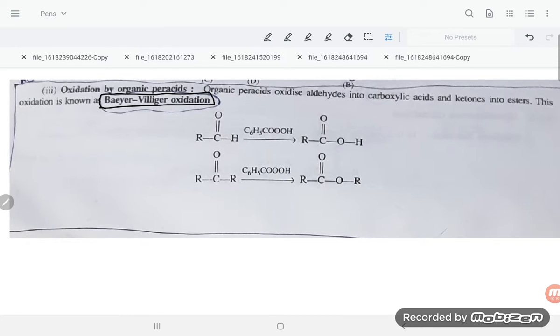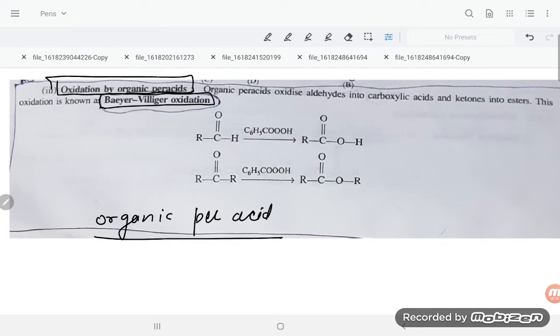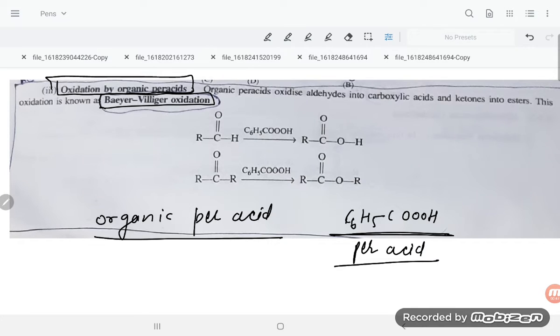Baeyer-Villiger oxidation is also known as oxidation by organic per acid. What is an organic per acid, students? Per acid means a peroxide linkage will be there. Here is C6H5 C triple OH. This is the per acid, that is what is known as per acid. Let us try to understand how it oxidizes the compound.